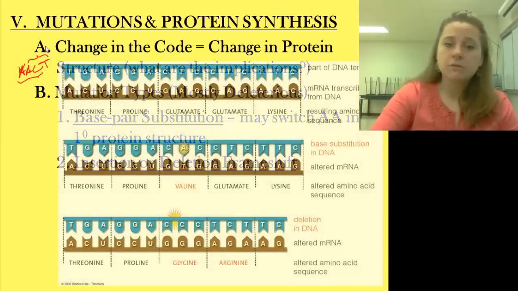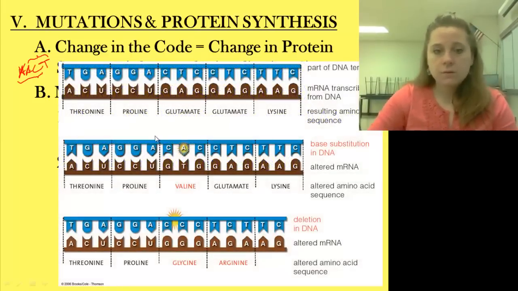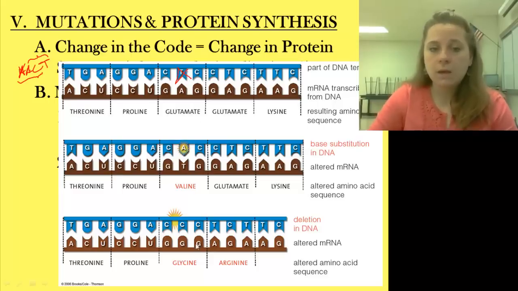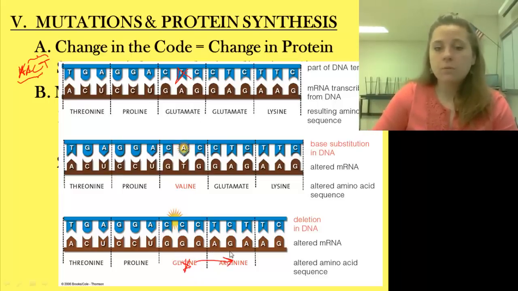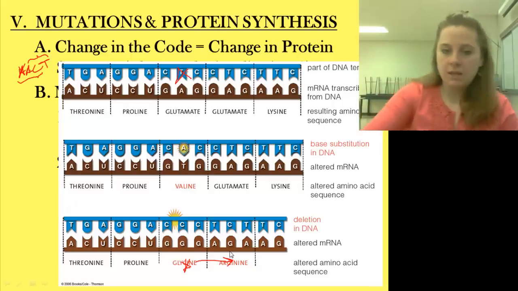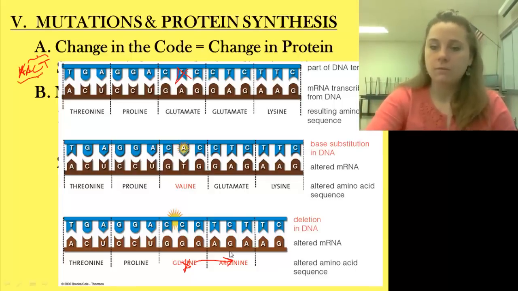So here's what a frameshift deletion looks like. Here's my original, CTC. Well, this T has been removed. So instead of CTC, which codes for glutamate, now I get CCC, which codes for glycine, and everything after that frameshift has now been changed. Kind of a big deal.